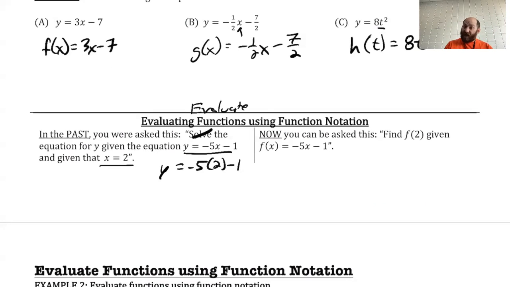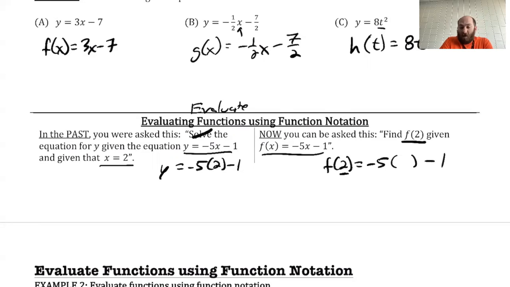Now it's the same exact thing, but with my function notation. If I say find f of 2, given this function, it's the same exact setup. F of 2. So I like to look at that. That's my input is what it's saying. So I go here to my function.